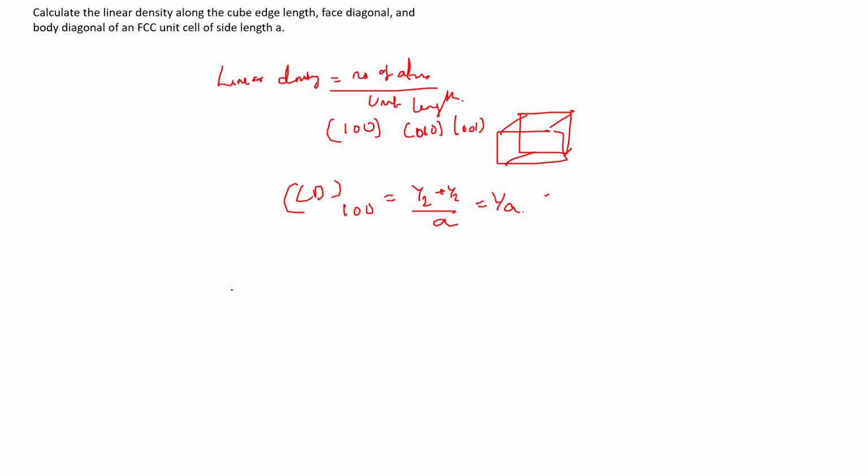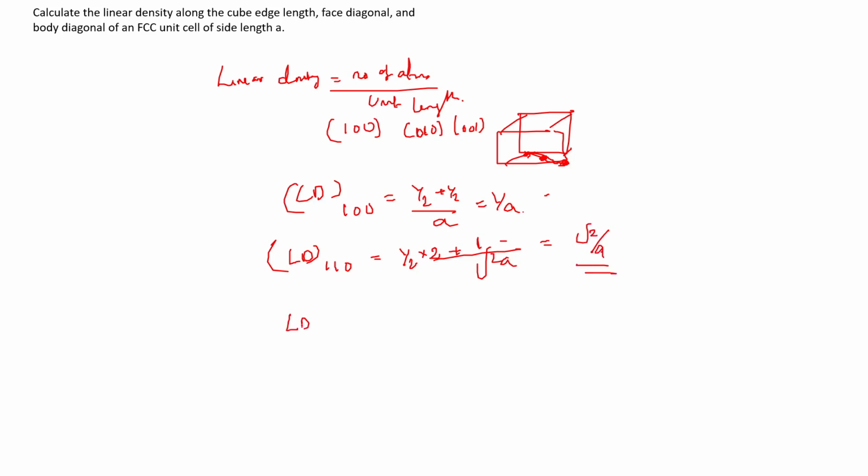Now the linear density in the 110 direction. 110 means the face diagonal here. So what atoms will be there? The corner atoms and the face-centred atom. There are two corner atoms, so half into 2 plus the one face atom, divided by root 2 a, so it will be root 2 by a.